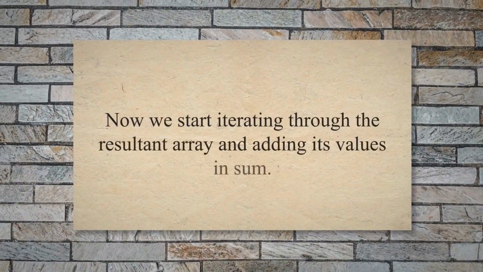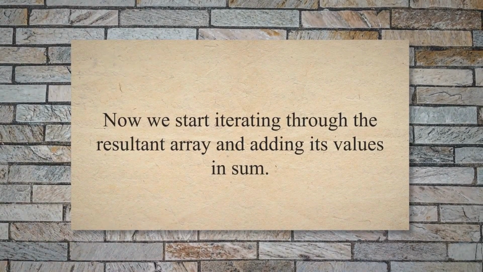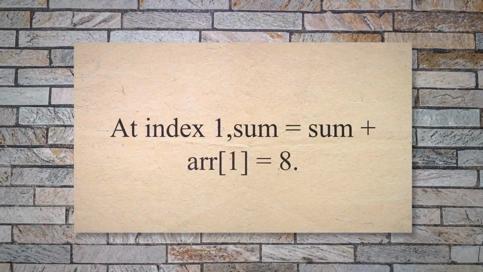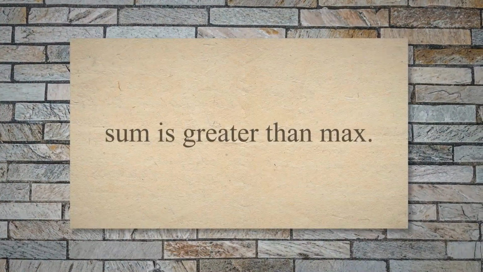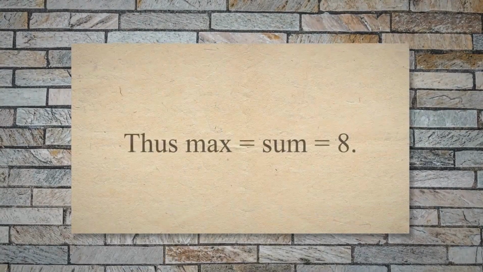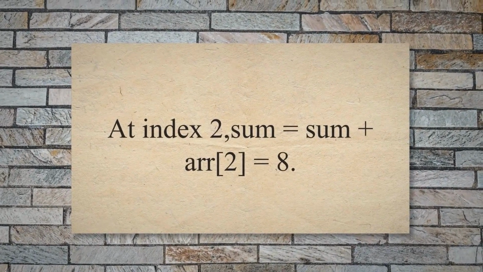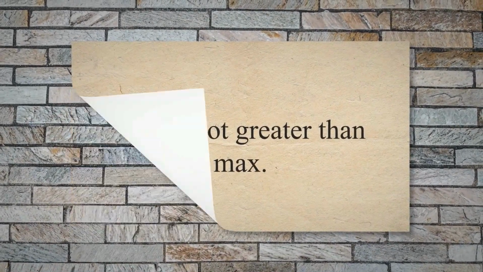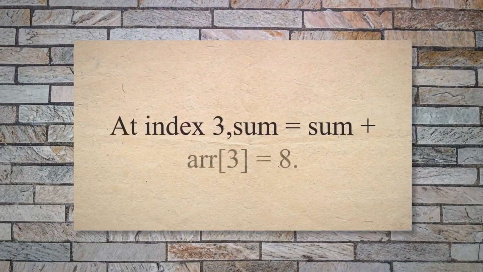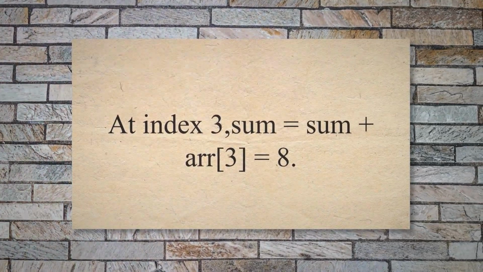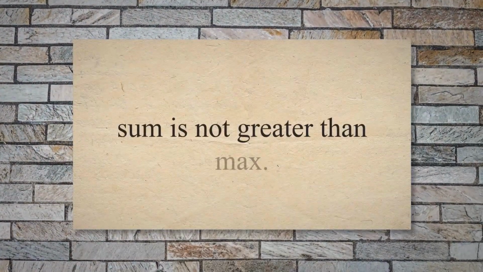Now we start iterating through the resultant array and adding its values in sum. At index 1, sum equals sum plus A1 equals 8. Sum is greater than max. Thus max equals sum equals 8. At index 2, sum equals sum plus A2 equals 8. Sum is not greater than max. Thus max stays the same. At index 3, sum equals sum plus A3 equals 8. Sum is not greater than max. Thus max stays the same.